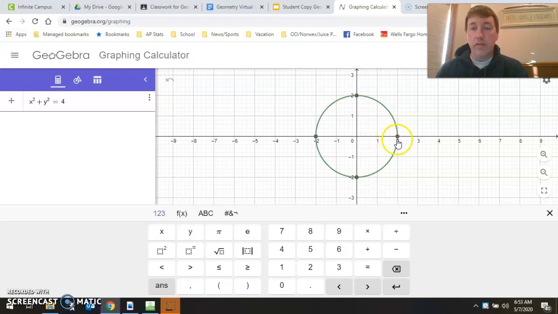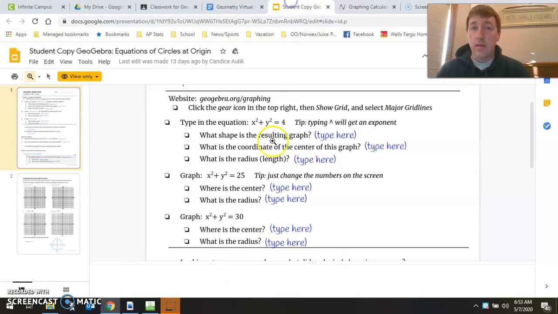The square root of 4 is 2, so I go to the right 2, I go to the left 2, I go up 2, I go down 2, and I try to put a nice circle in that. So to answer the questions, the resulting graph is a circle. The coordinate of the center of this graph is (0, 0). The radius is the square root of 4, which is 2.